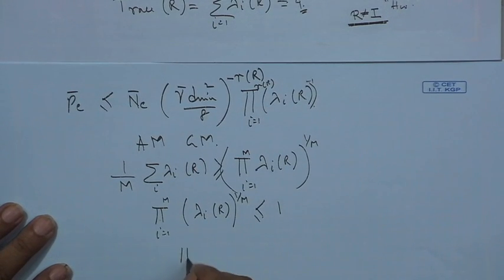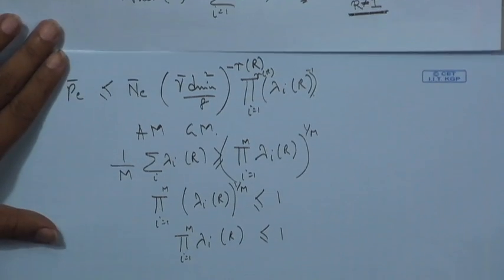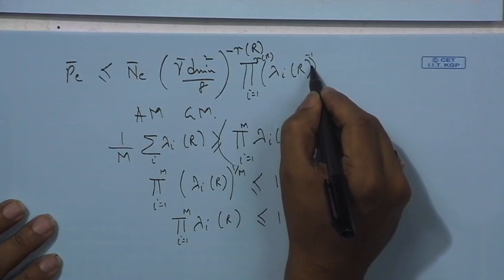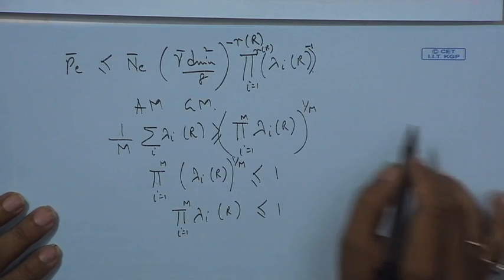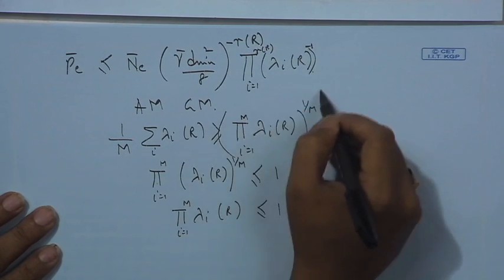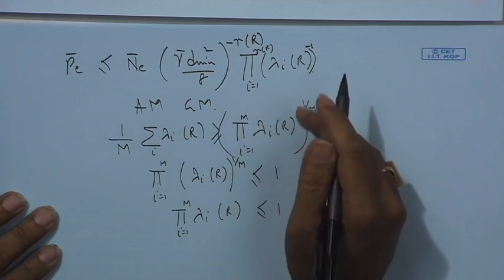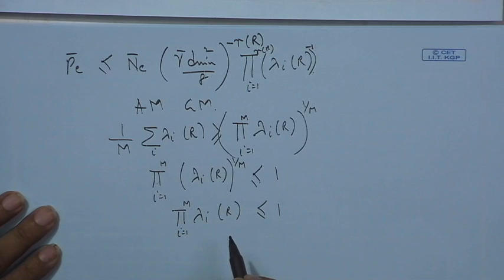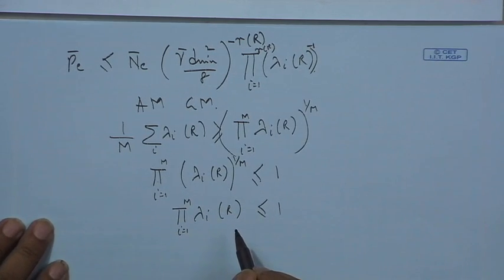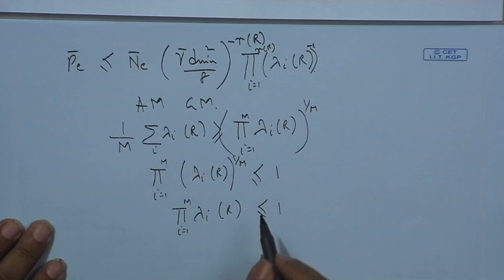So in other words, the product over I from 1 to m of lambda I of R is less than or equal to 1. So this particular product is less than or equal to 1. There is a minus 1 in the numerator, so that means the denominator, this whole product, is less than 1. So this whole term is increasing. We are multiplying it by a term which is more than 1. So that clearly indicates that this is increasing the probability of error, and this holds with equality when all lambda i's are the same.